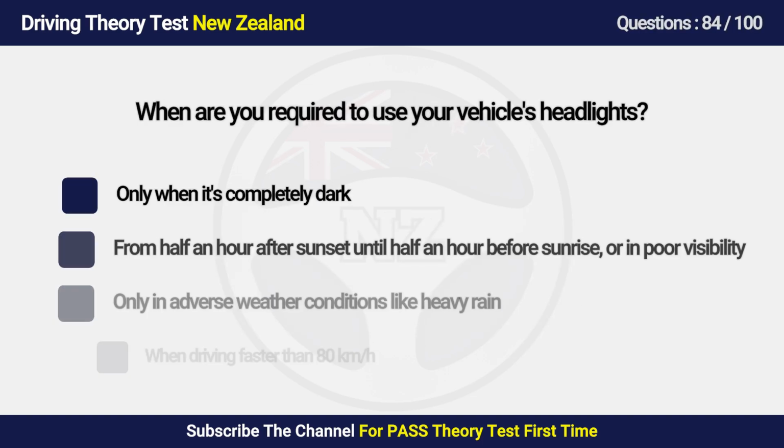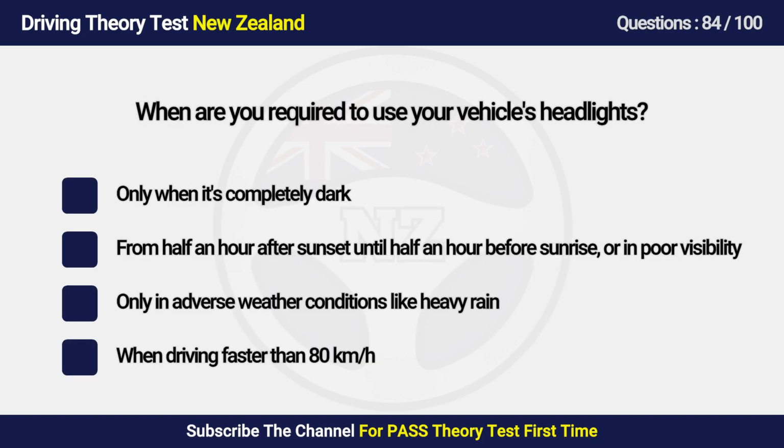Question 84. When are you required to use your vehicle's headlights? A. Only when it's completely dark. B. From half an hour after sunset until half an hour before sunrise or in poor visibility. C. Only in adverse weather conditions like heavy rain. D. When driving faster than 80 kilometers per hour.